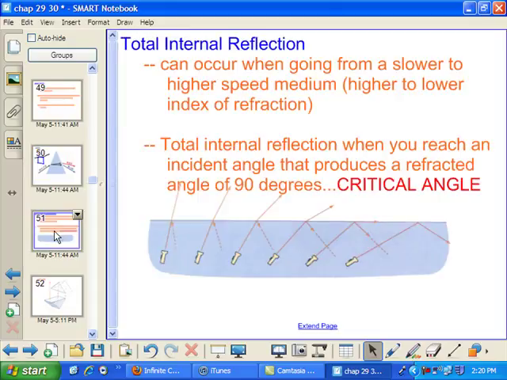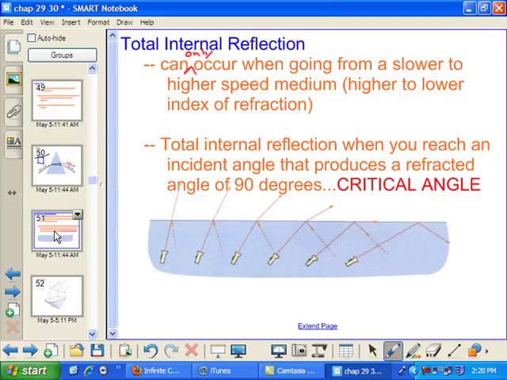Now, total internal reflection. Now, this only occurs, I want to add that word only, when going from a slower to a higher speed medium. Higher to lower. In other words, you go from a higher to lower index in this refraction. So in other words, water to air, glass to water, glass to air. Never air to water. Never air to glass. Never air to diamond. Diamond to air.